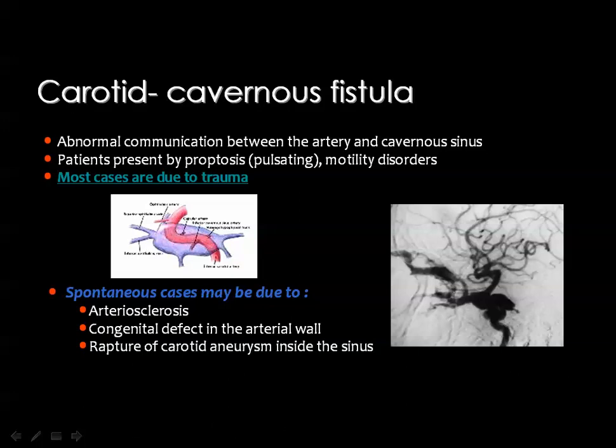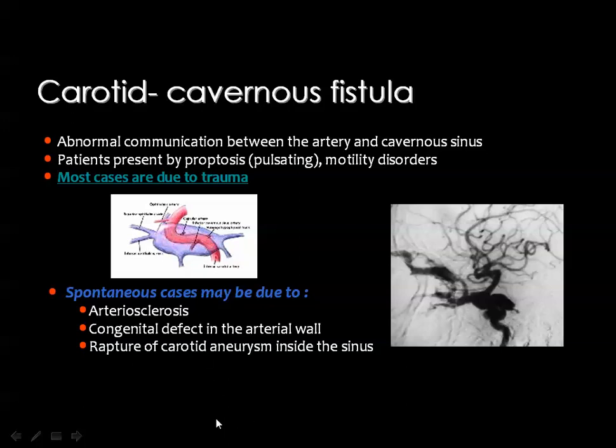Then one of the important signs for the diagnosis of carotid cavernous fistula is that whenever the artery is communicating with the sinus, the pressure inside the sinus will be elevated, to arterial pressure. Then the draining veins of the sinus are no longer able to evacuate the blood from the sinus. Then the veins will be congested and dilated.